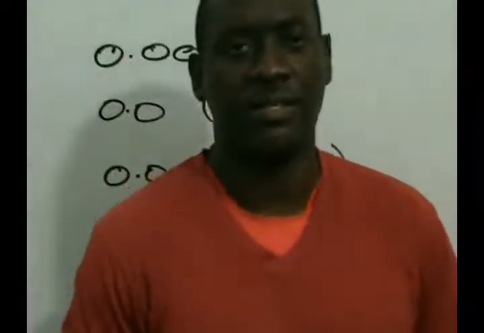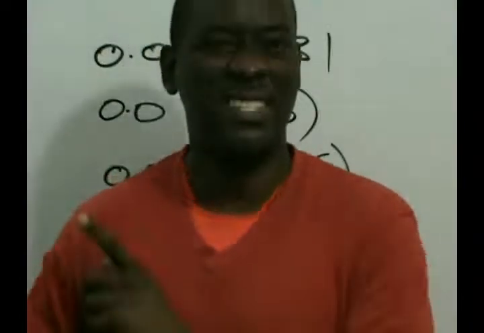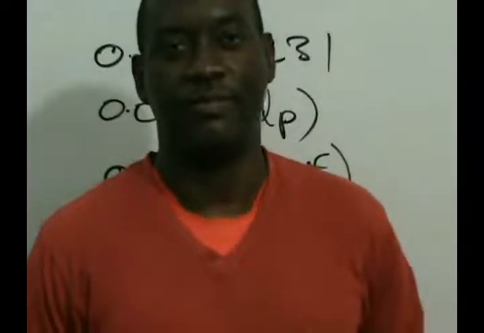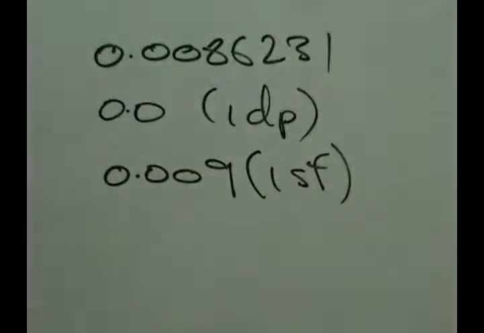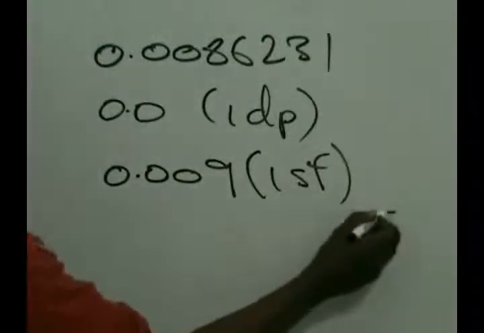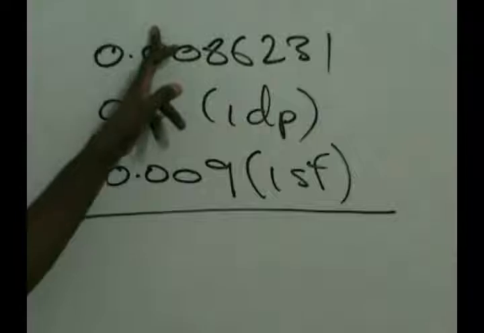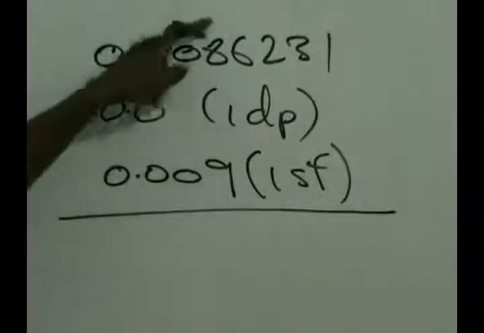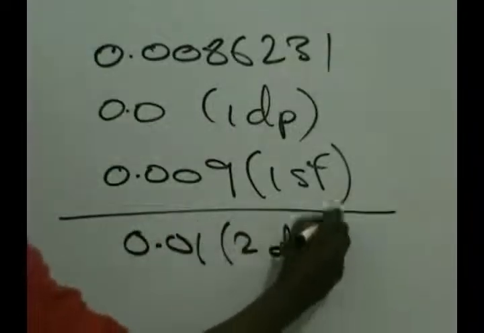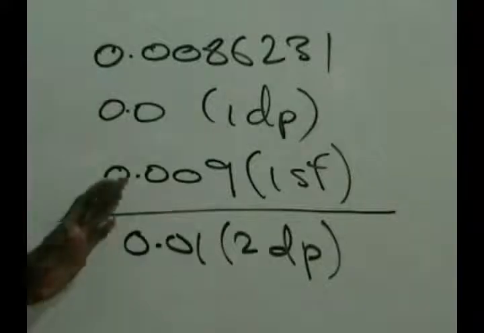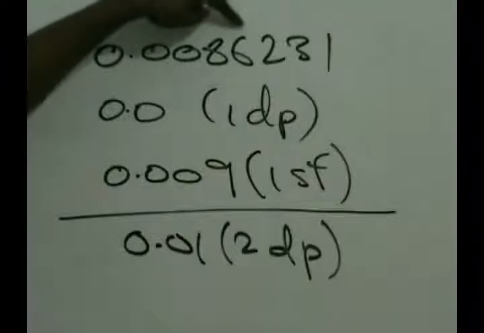You have significant figures, you have decimal places, and of course, you have our good friend standard form, which we will cover separately in subsequent videos. Alright, so look out for that. So that was 1, we go to 2. So, 2 decimal places: first decimal place is 0, second decimal place is 0, followed by an 8, we change the 0 here to a 1, so you get 0.01 to 2 decimal places.